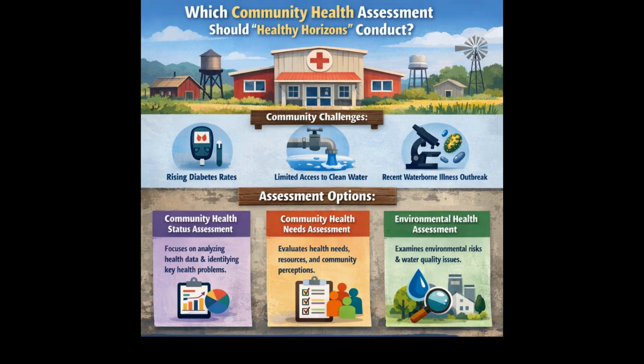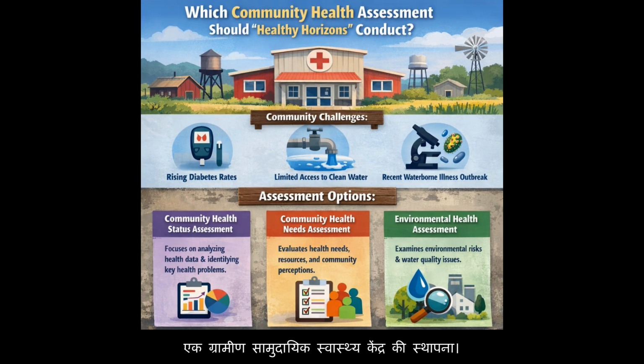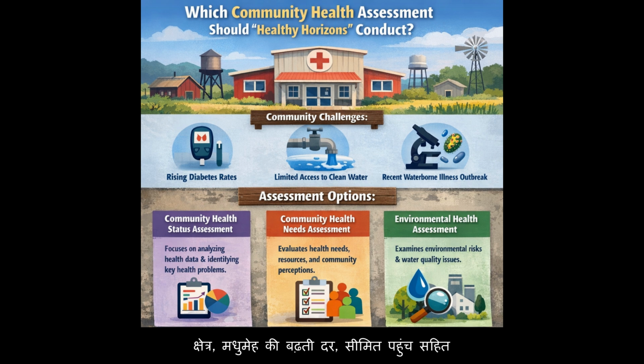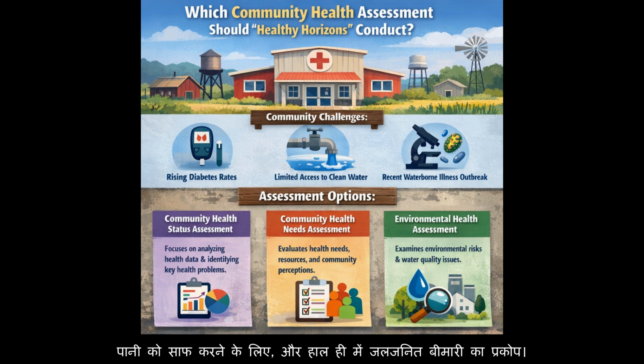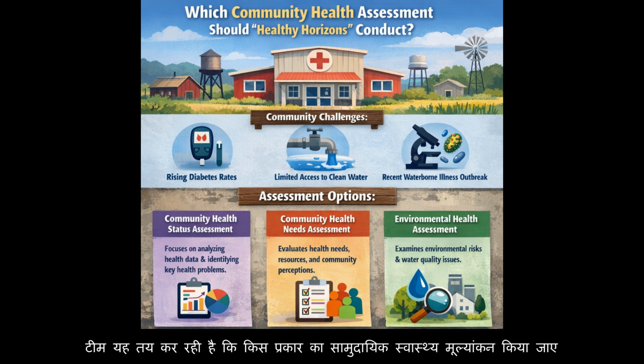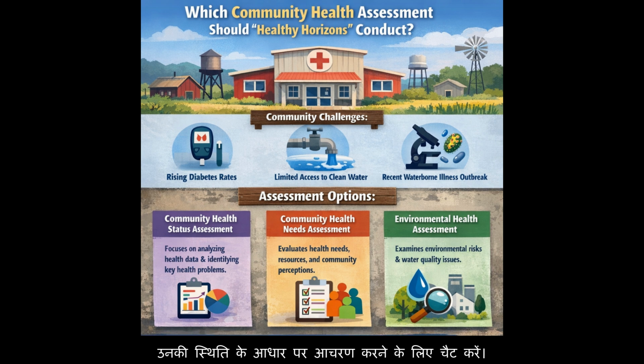Setting: a rural community health center. The staff at a rural community health center, Healthy Horizons, has noticed several health challenges in the area, including increasing rates of diabetes, limited access to clean water, and a recent outbreak of a waterborne illness. The team is deciding which type of community health assessment, CHA, to conduct based on their situation.